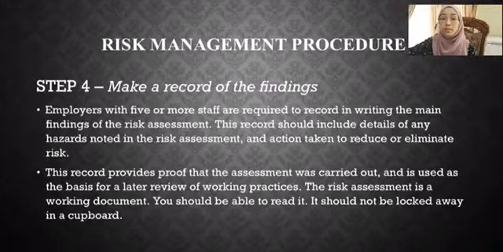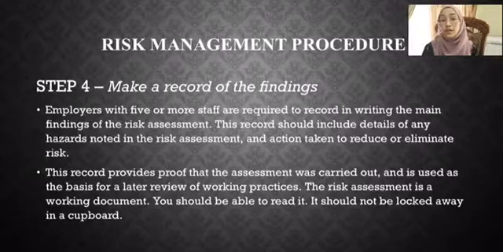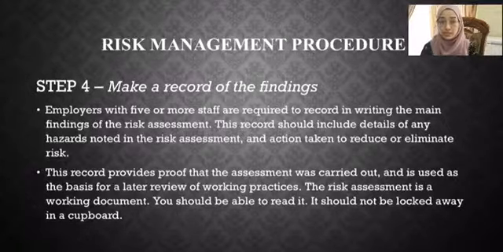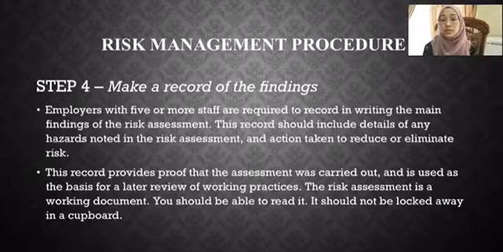Step number 4, make a record of the findings. Employers with 5 or more staff are required to record in writing the main findings of the risk assessment. This record should include details of any hazard noted in the risk assessment and action taken to reduce or eliminate risk. This record provides proof that the assessment was carried out, and it is used as basis for a later review of working practices.